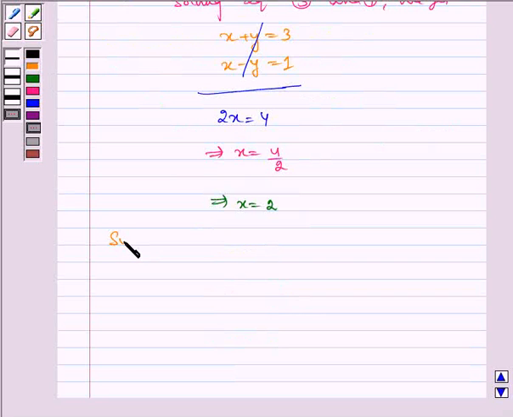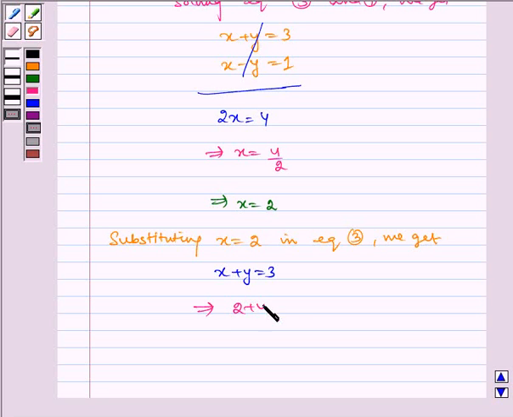Now, substituting x is equal to 2 in equation 3, that is, x plus y is equal to 3, which implies 2 plus y is equal to 3, which implies y is equal to 3 minus 2, which implies y is equal to 1.